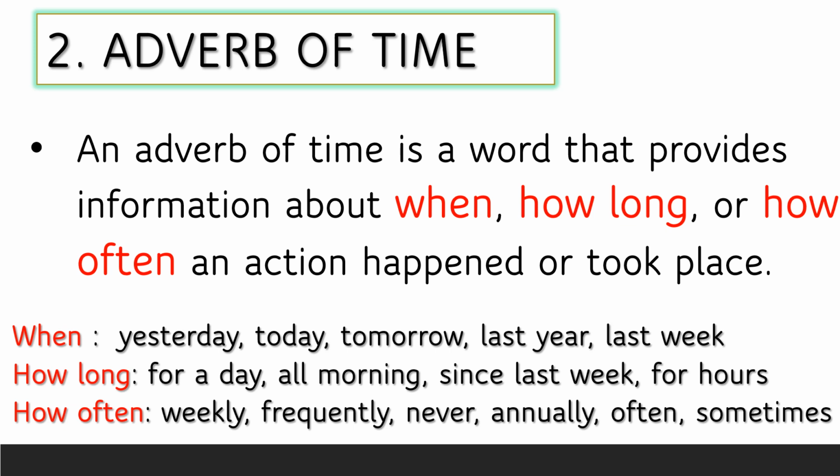I have given examples also in this box: when, how long, how often. For when: yesterday, today, tomorrow, last year. How long an action happened or took place: for a day, all morning, since last week, for hours. How often: weekly, frequently, never, annually, often, sometimes. Understood? So let's see the examples. You will get a fair idea through the examples.